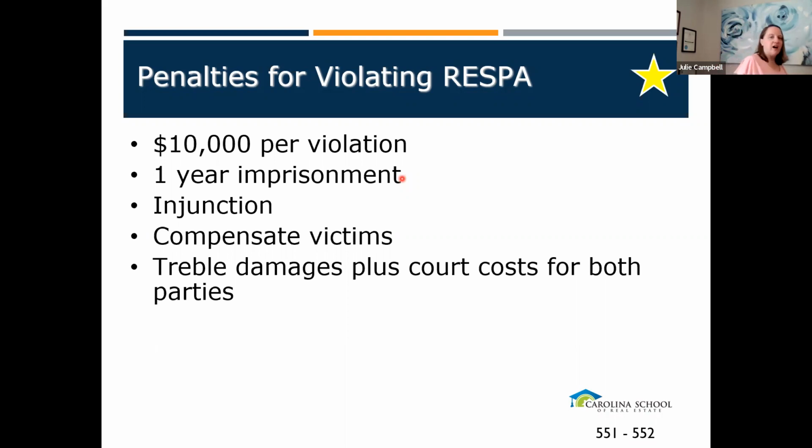Any damage that you're liable for, you could have to compensate the victims, compensate your buyer or seller. And then you could also be on the hook for paying court costs plus treble damages. Y'all know how many treble damages are? You take the amount of damages and you times it by 3.